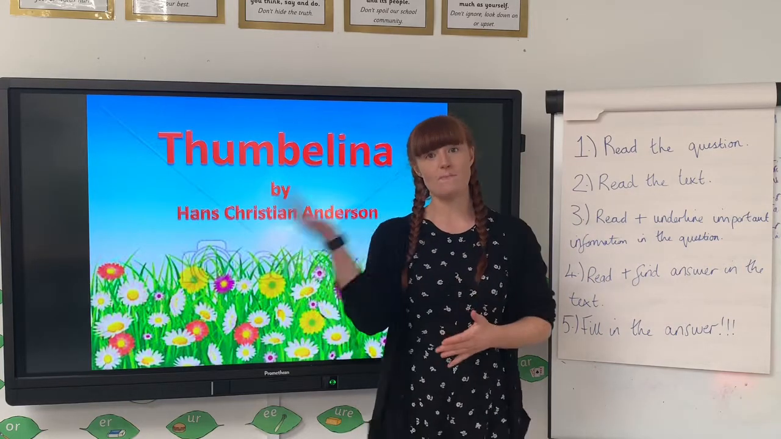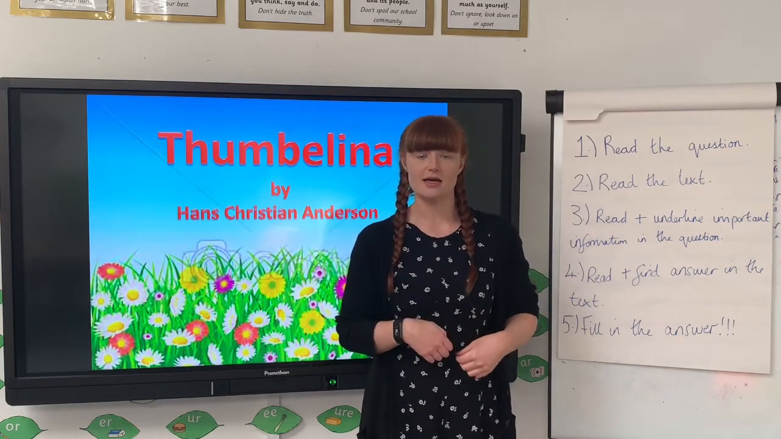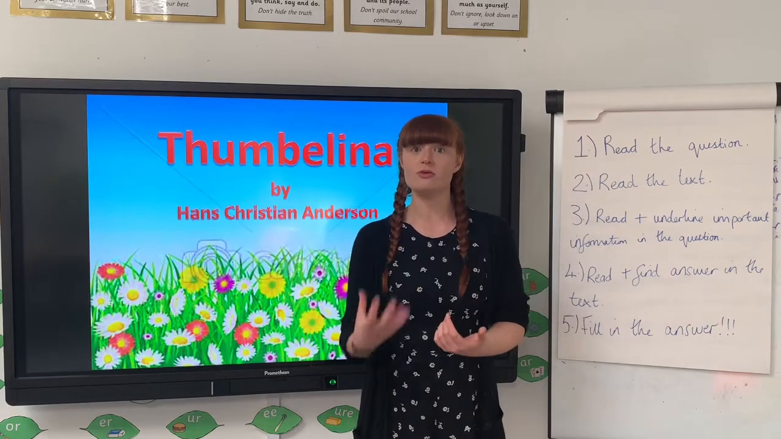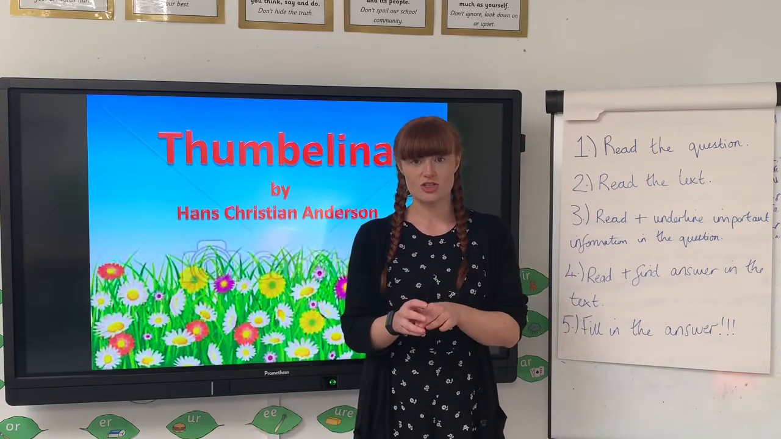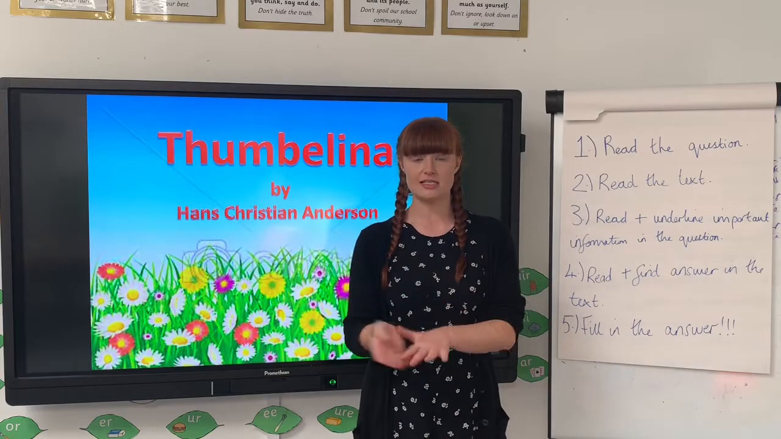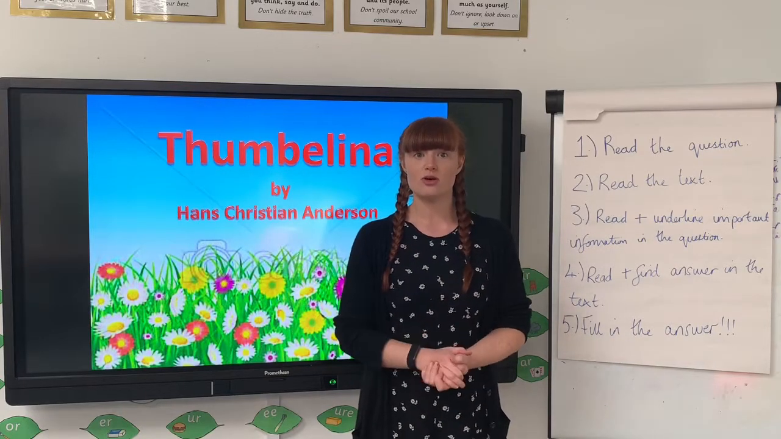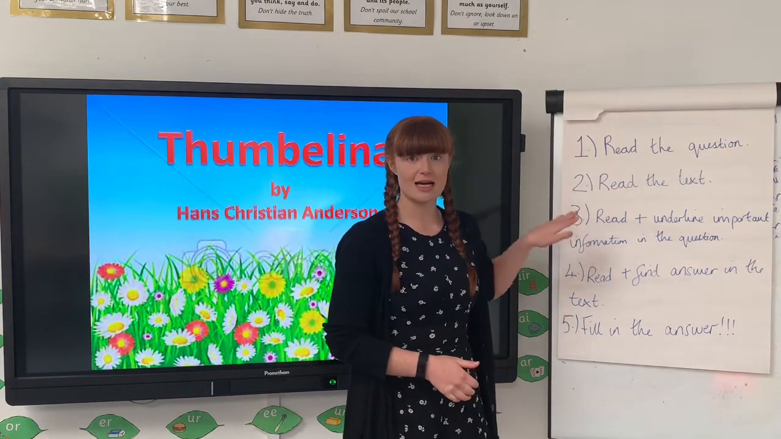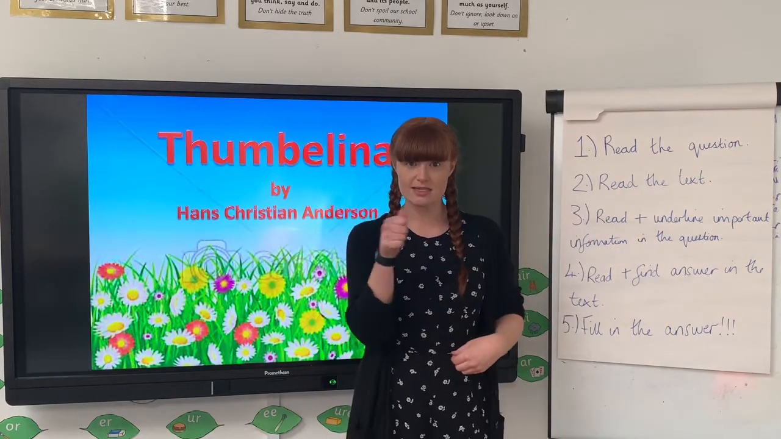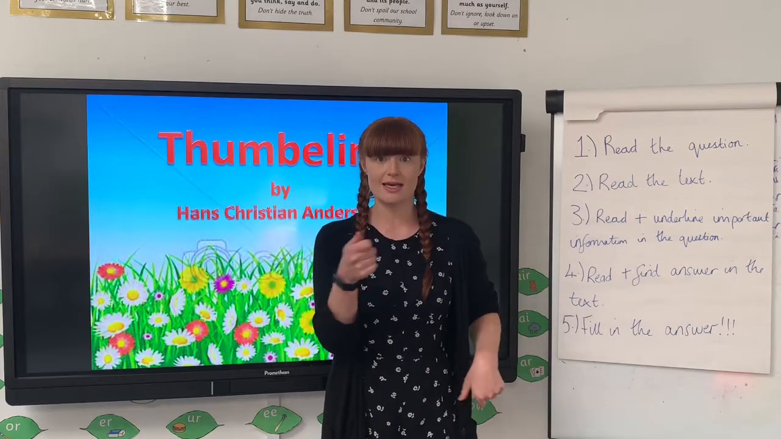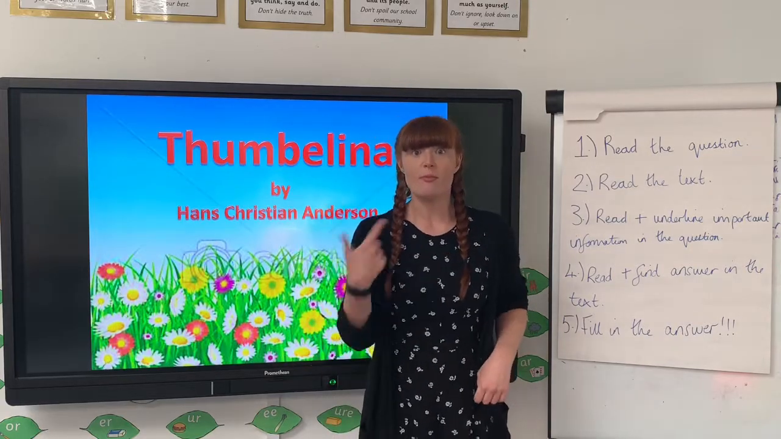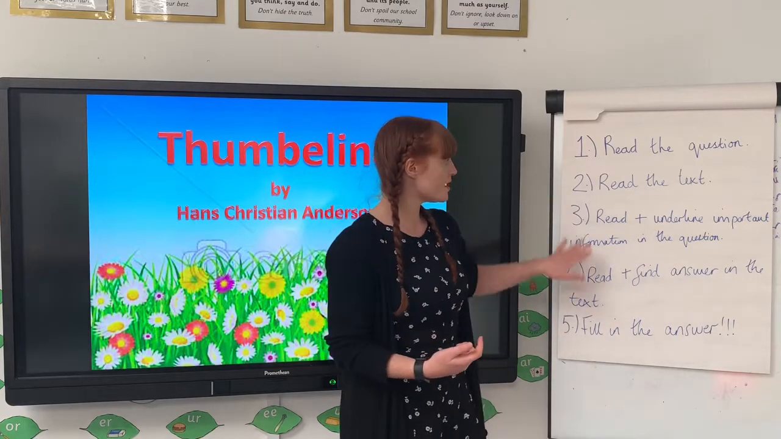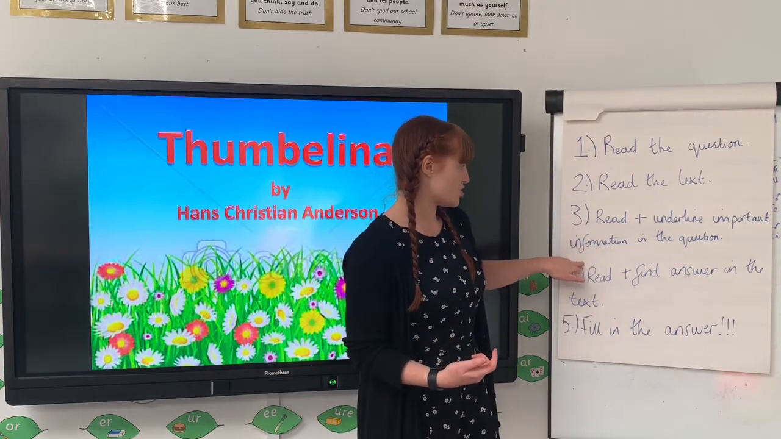Number 3 is we go back to the question and we read it again. Because what usually happens with children, especially if they're not necessarily fluent readers, is they'll read the question. Yes, they know what the question says. They read the text and then they've forgotten what question they're actually answering. So it's really important that they're going back and reading that question again, and even underlining bits that are important. So who is the main character? If it says who, you know it's about someone, so you're going to have to put a name of the person. So underline and read that question again.